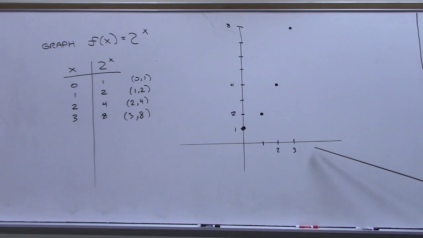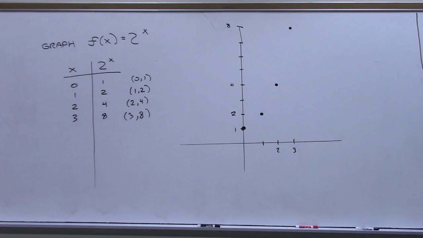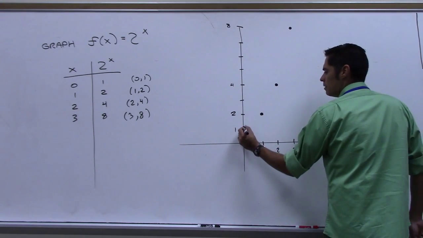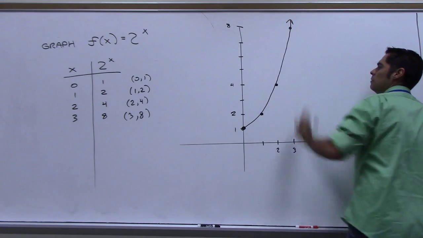At 4, I was what, at 64? No. What was that? At 4, 16, and then 32, and then 64. It's taken off, isn't it? It's taken off. It's almost like a parabola. Do you agree? Kind of looks like a parabola.